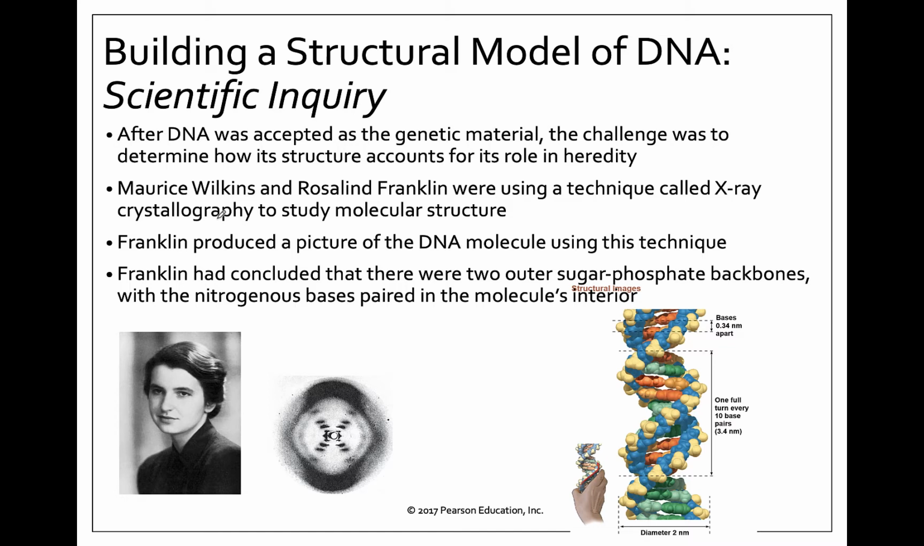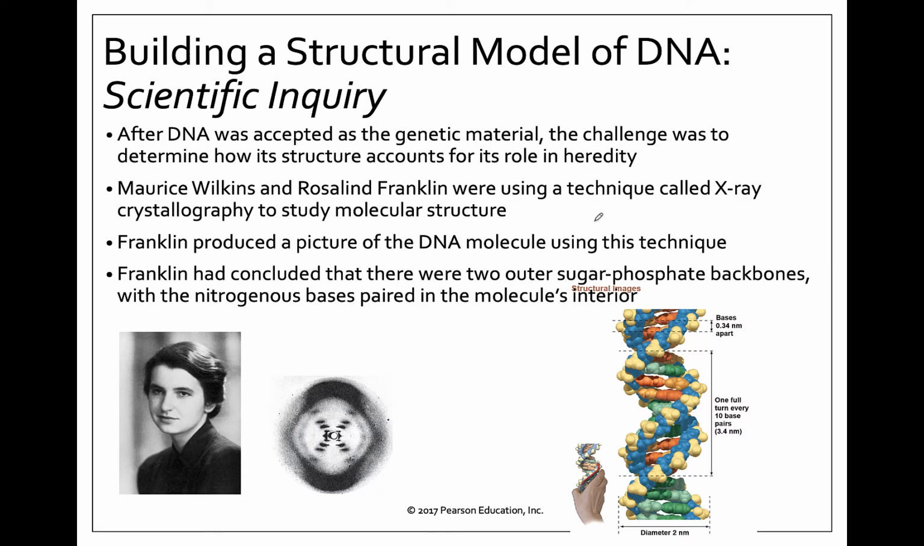So now that we knew that DNA was the genetic material, and we knew a little bit about its bases, we knew that it had adenine, guanine, cytosine, thymine, we knew that it was made up of phosphorus and sugar, but we didn't know its physical structure, how it was actually put together. There were several researchers who were working on this. We have Watson and Crick, as well as Maurice Wilkins and Rosalind Franklin.